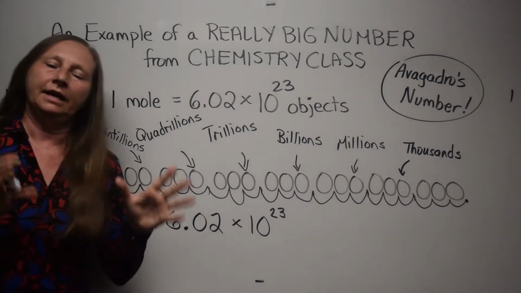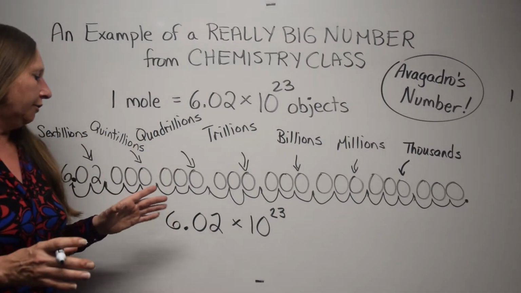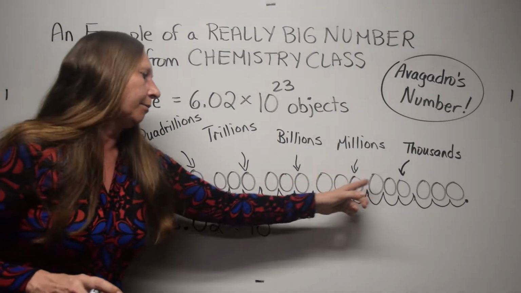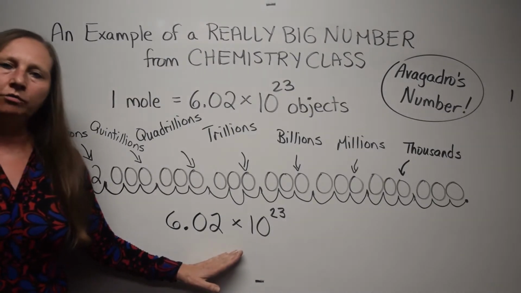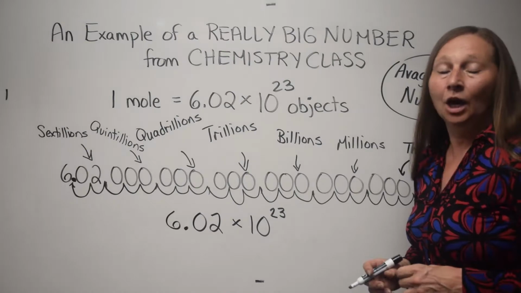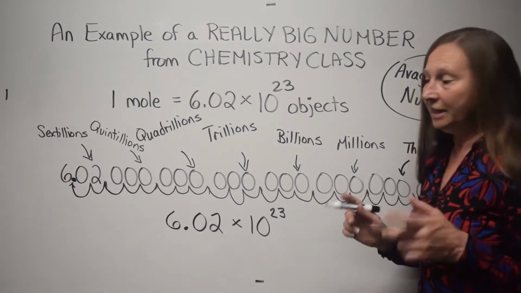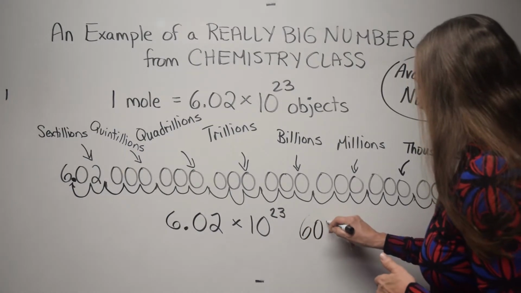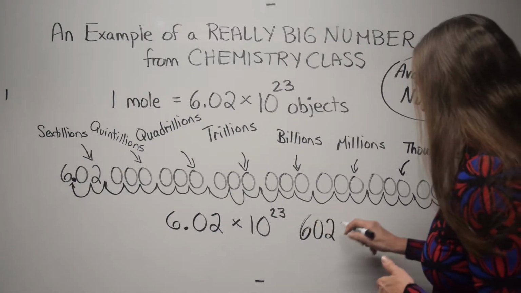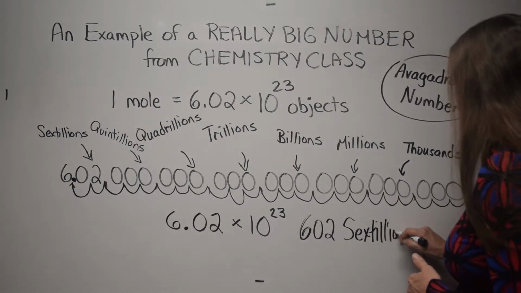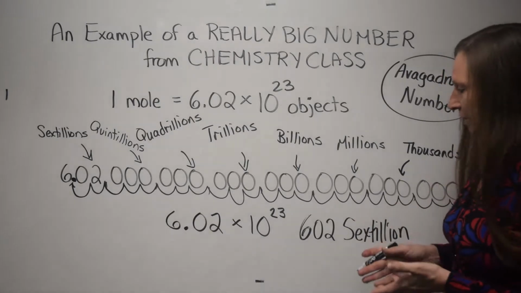All right, so this again is an example of why you would use scientific notation. You don't want to write this number. It's much easier to write this number in scientific notation. So we figured out that this number is 602 sextillion. And again, it sounds really funny, but that's how you say it.